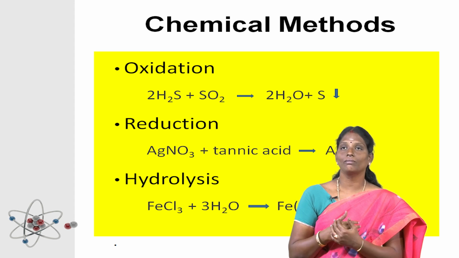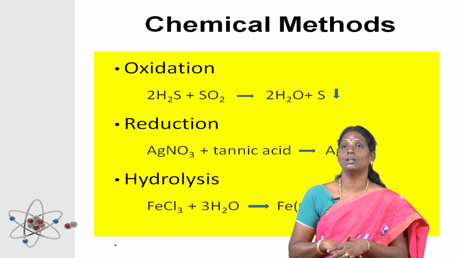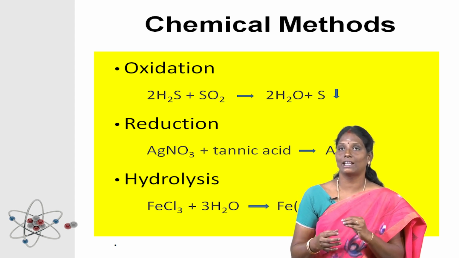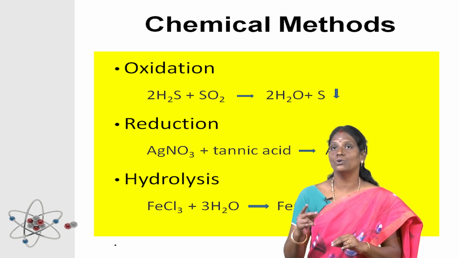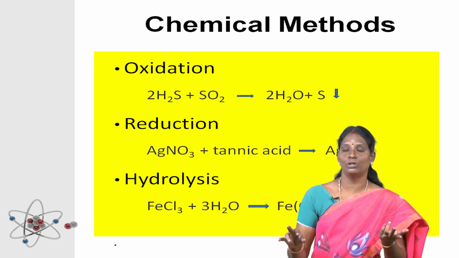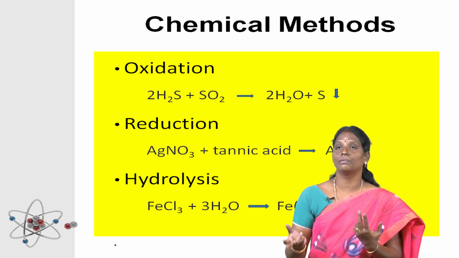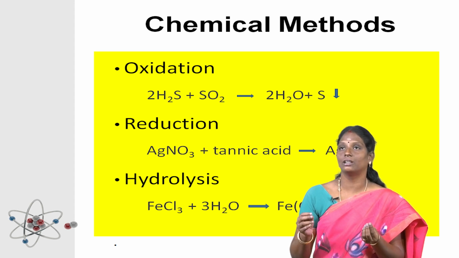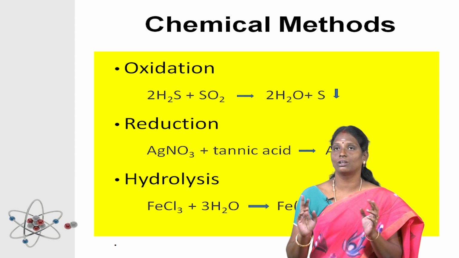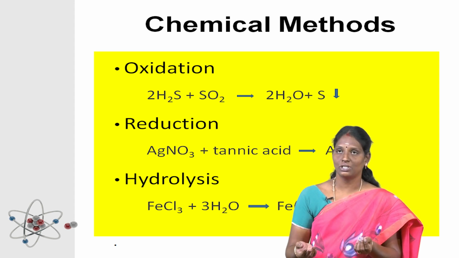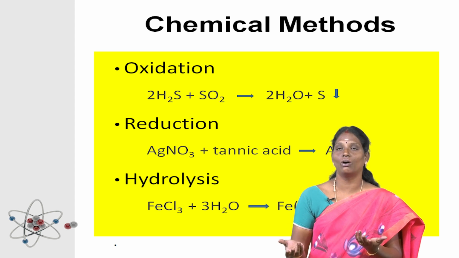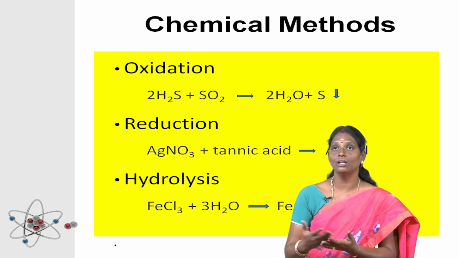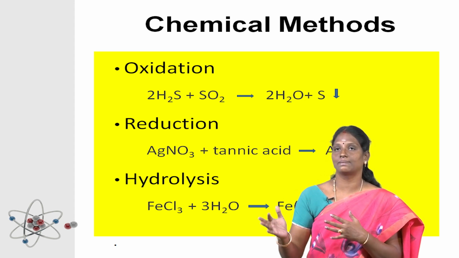Next type, reduction. By using this method, we can prepare silver and gold sols. Silver and gold sols can be obtained by treating dilute solutions of silver nitrate or gold chloride. When we want gold, we can use gold chloride; when we want silver, we can use silver nitrate, with an organic reducing agent like tannic acid or methanol. By using tannic acid with silver nitrate and gold chloride, we get silver and gold sols respectively.